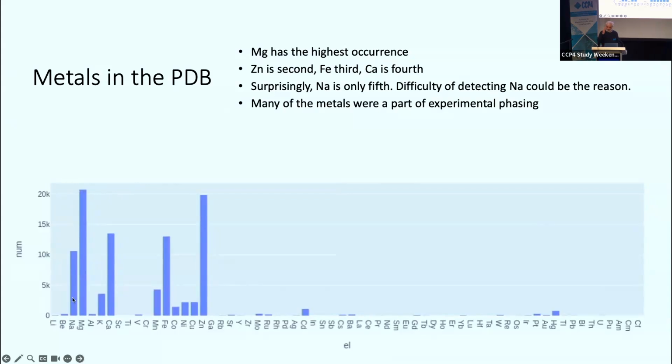Probably sodiums are much more difficult to identify than magnesiums, and there are a lot of calcium and zinc and so on. There are a lot of zincs. Too many zincs, I would say, but still there are problems.